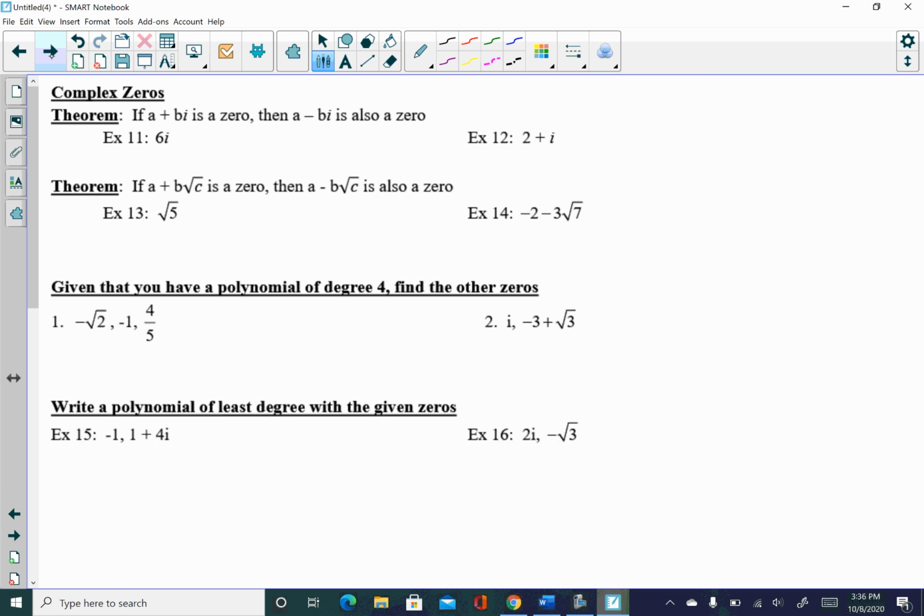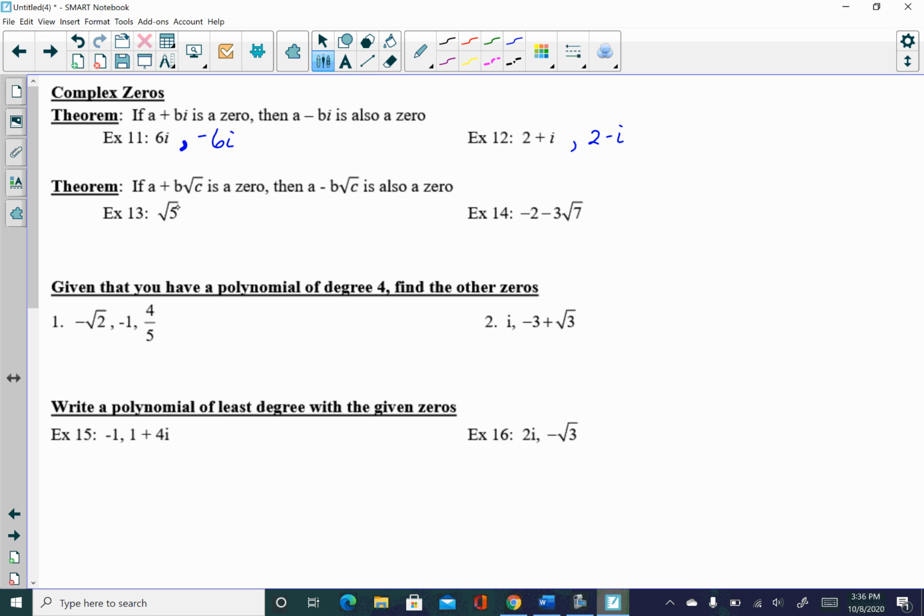Next page. Your next theorem is in terms of complex zeros. And the first theorem says that your complex zeros and your radical zeros come in pairs. Okay, so the first one, if a plus bi is a 0, then a minus bi is a 0. The only sign that changes is the number in front of i. So here in example 11, if 6i is a 0, then we automatically know that negative 6i is a 0. For our next one, if 2 plus i is a 0, then that automatically means that 2 minus i is a 0. Imaginary zeros come in pairs.